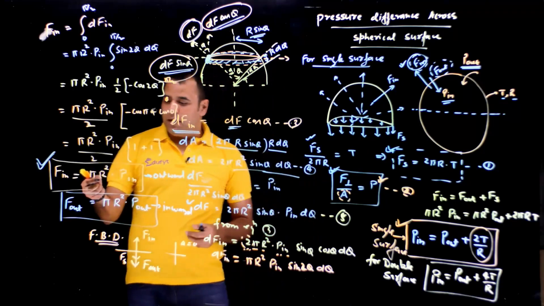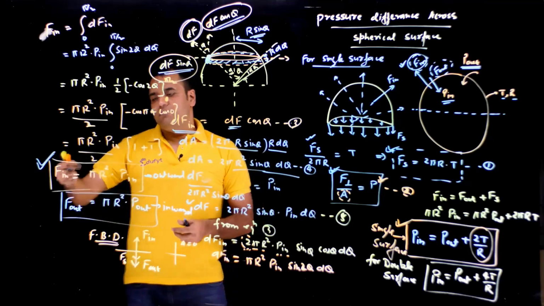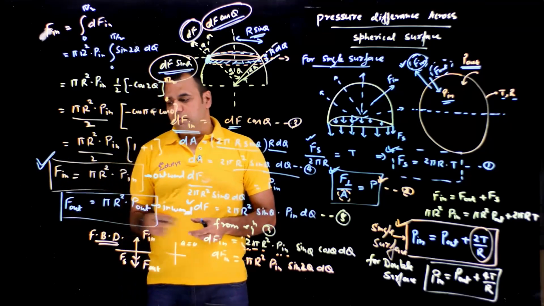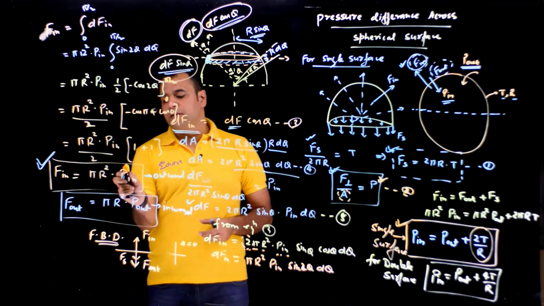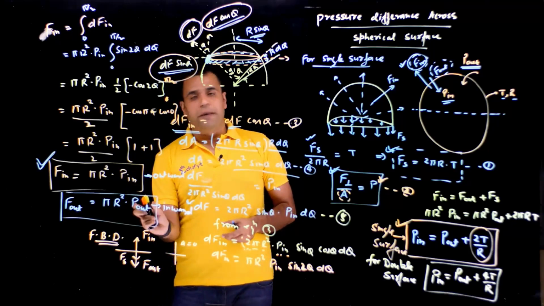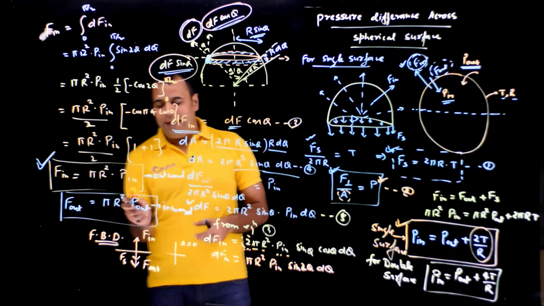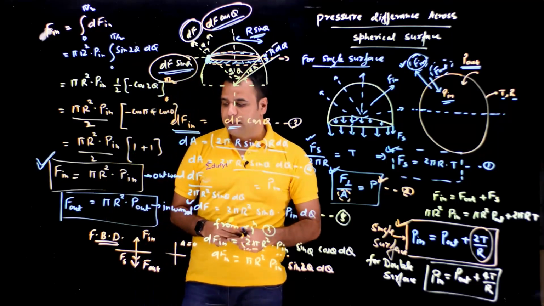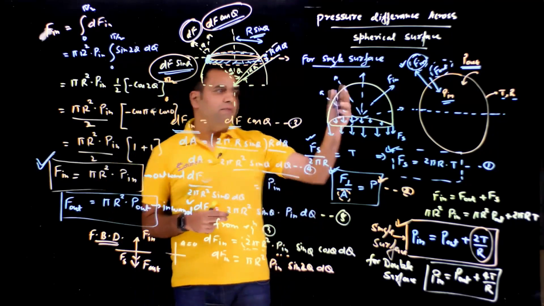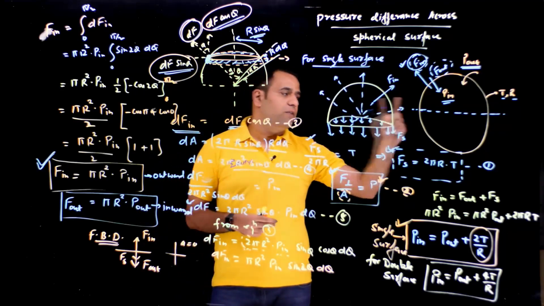Based upon this formula, we got the idea to calculate the F out also, which was equals to pi r square, and only thing we did, we replaced the P in by P out, because only thing different in this case will be the direction of force, and the magnitude from here you get. So we get, individually we get F in, individually we get F out along with the Fs.